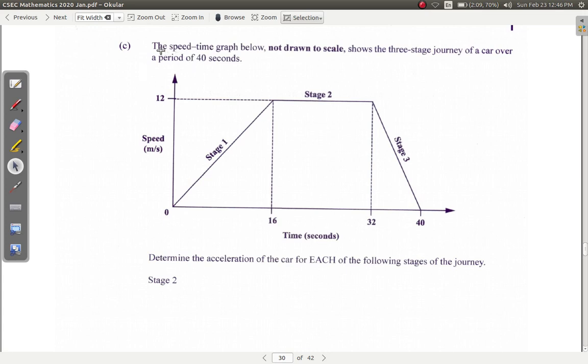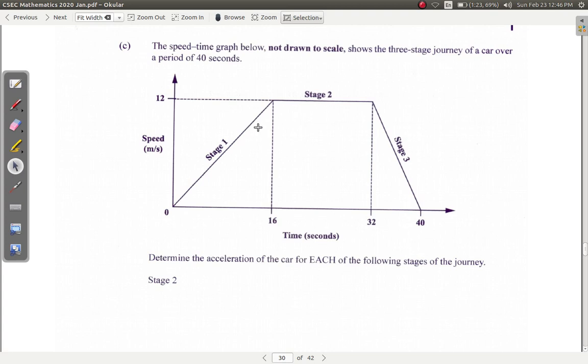It says C, the speed-time graph below, not drawn to scale, shows the 3-stage journey of a car over a period of 40 seconds. So you have the time 40 seconds. They say determine the acceleration of the car for each of the following stages of the journey. Stage 2.